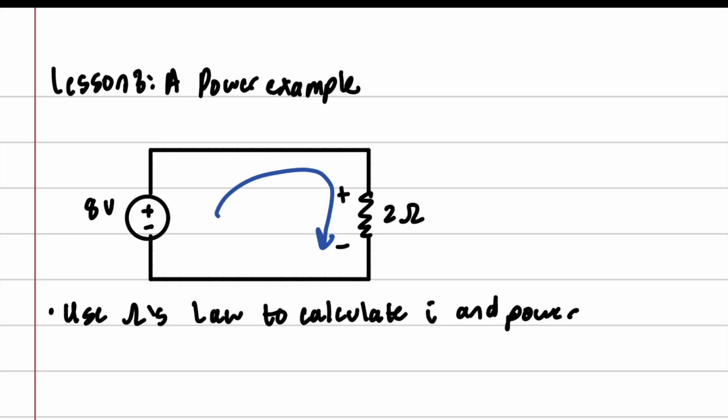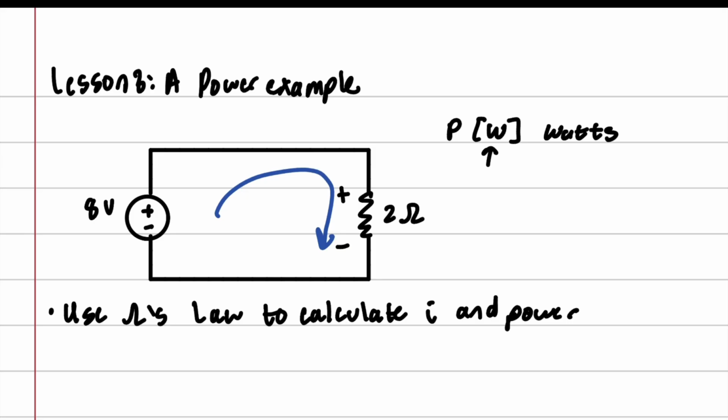Lesson 3 of the circuits lecture series, and today we are going to do a power example. I actually forgot to mention in the last video when we talked about power that it is measured in watts, and it's denoted with a W. If you want to know how to spell it, W-A-T-T-S.